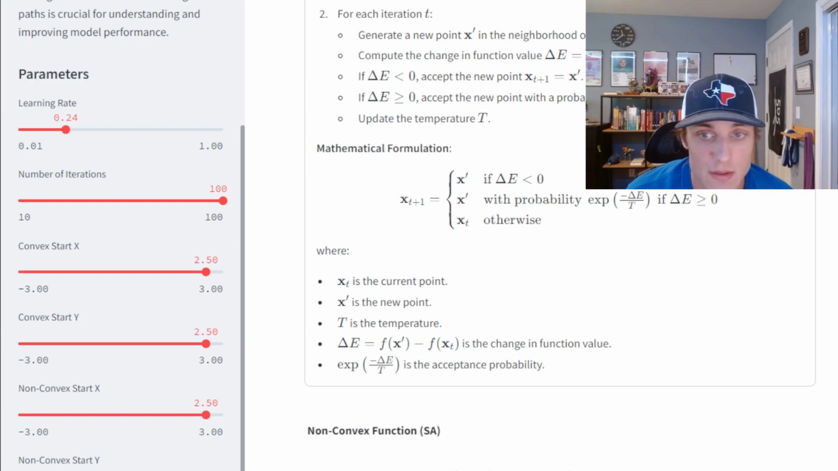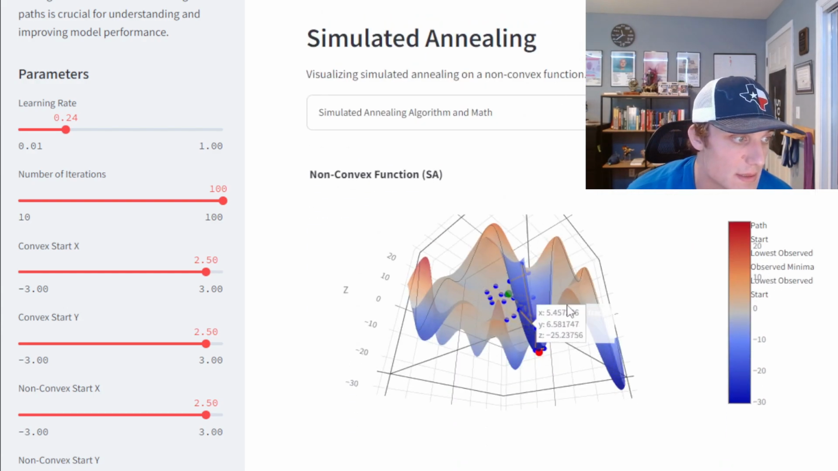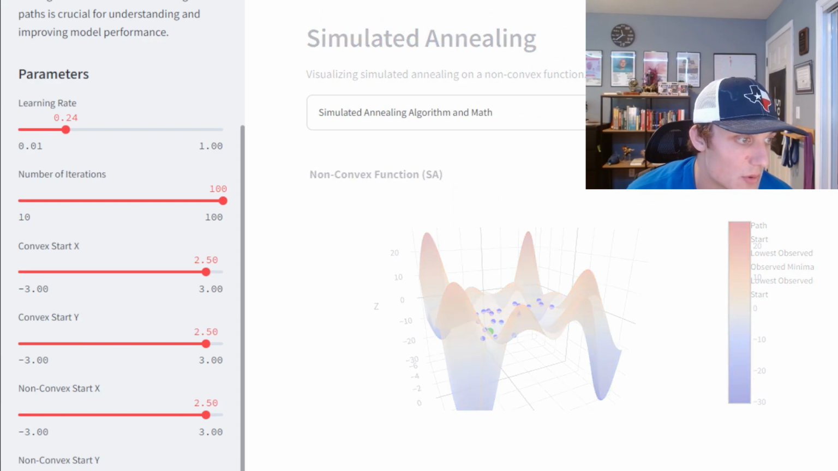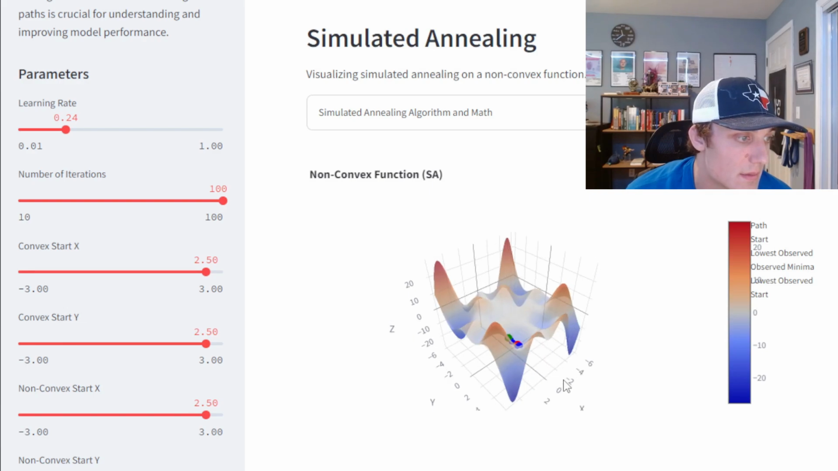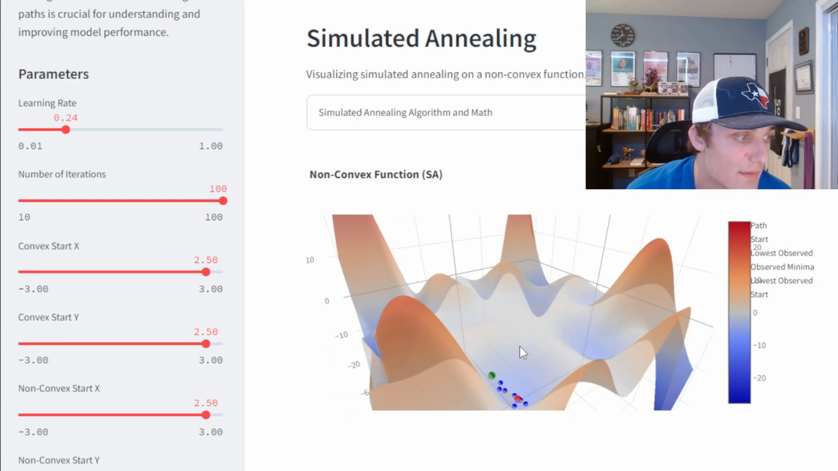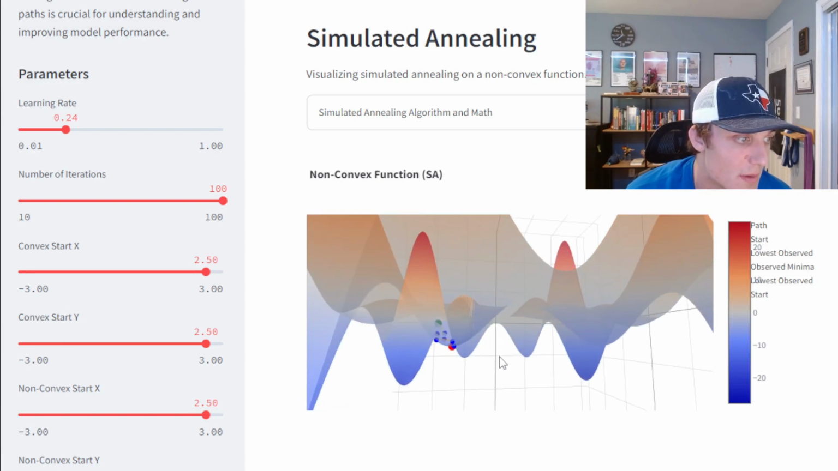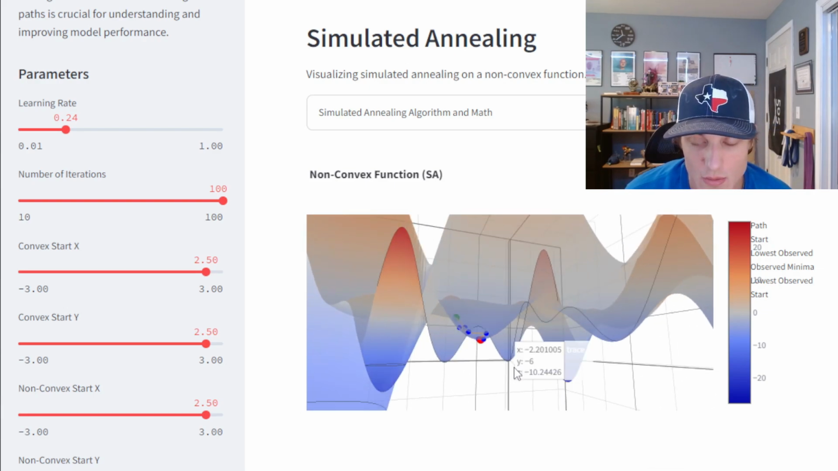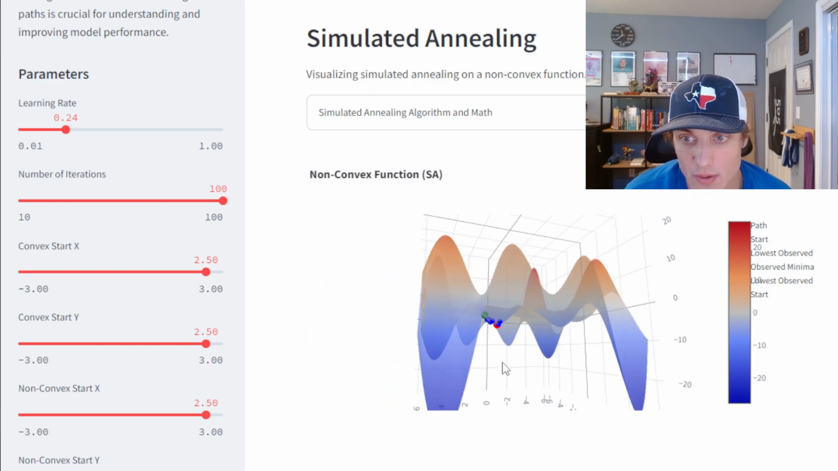cooling rate. So for example, if I was to decrease this temperature right off the bat, let's make the temperature 1. Will we explore more of the space? No. We actually get very similar results, if not the same minimum, as stochastic gradient descent and gradient descent, or at least stochastic gradient descent with a low learning rate.